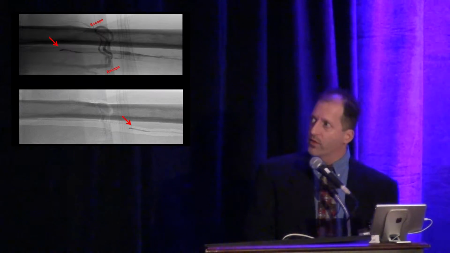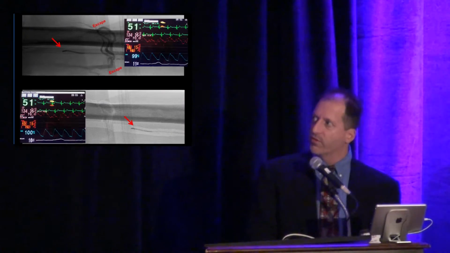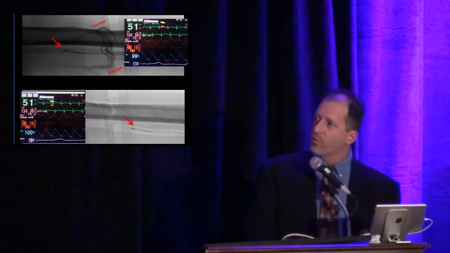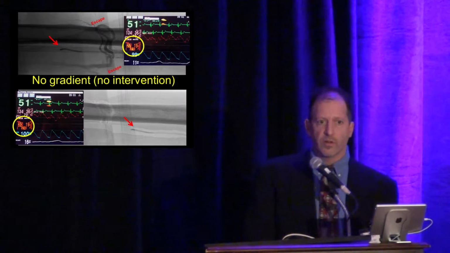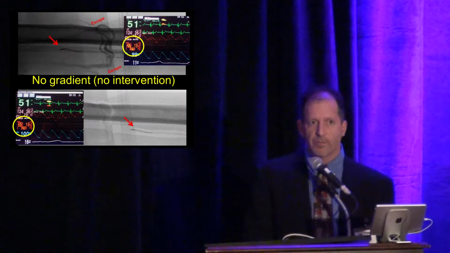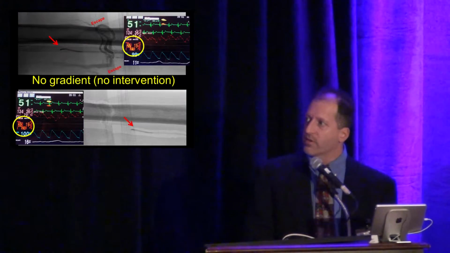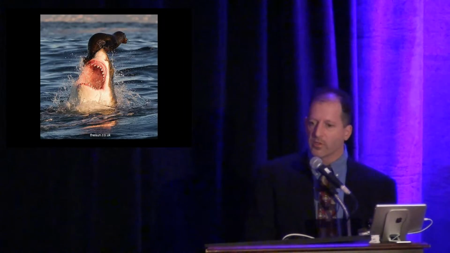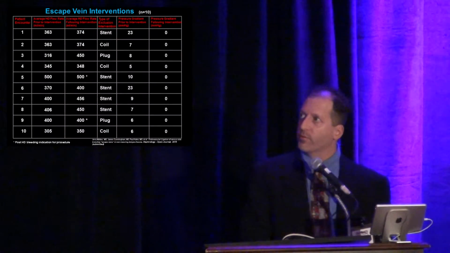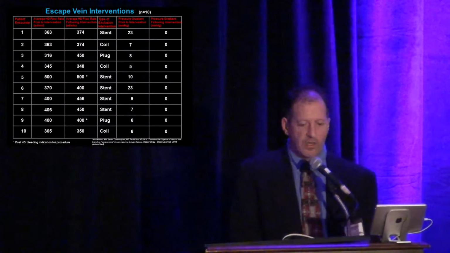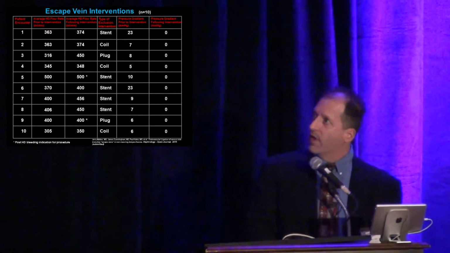This one here, squiggly wiggly, venous proximal, venous outflow for sure. You're going to have a problem here. Proximal and distal, you can see the mean of 21 and the mean of 24. So no gradient, no intervention. So this last one here narrowly escaped an intervention, just like this seal narrowly escaped the jaws of this great white.